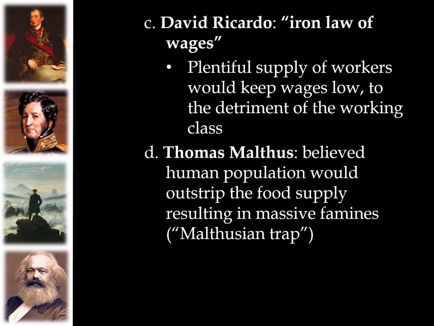Thomas Malthus believed the human population would eventually grow so much, as it had been doing since the agricultural revolution, that they would eventually outstrip the food supply. Even with the agricultural revolution and the production of more food, eventually the growth of the population would reach a point where it would outstrip the food supply that could be supplied, resulting in massive famines. And this was what was known as a Malthusian trap. More food, more people. Eventually the more people will outgrow the more food. And eventually that's going to lead to fewer people because they die of famine, starvation.